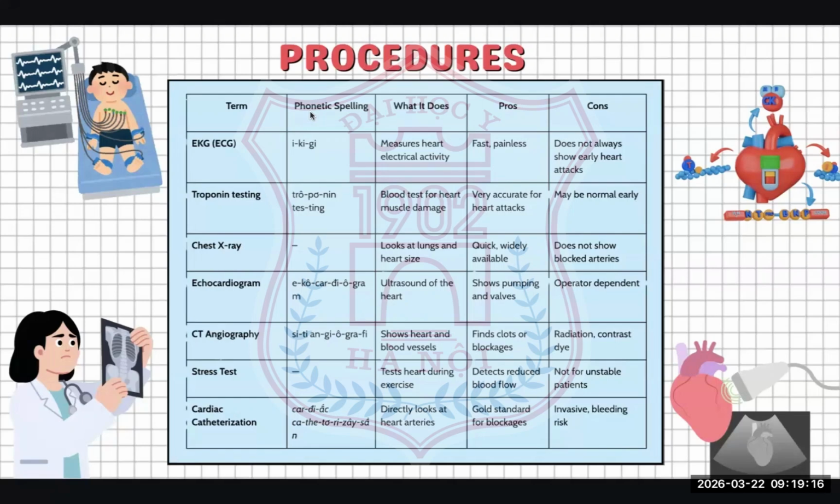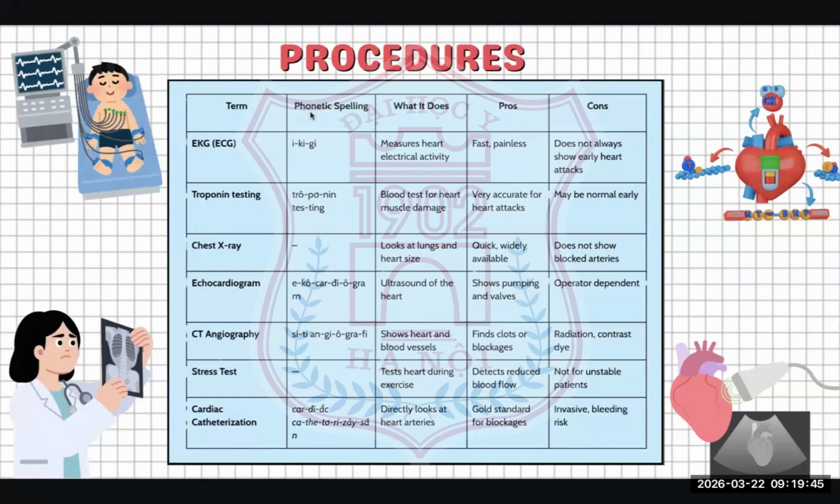Okay, the next one is troponin testing. So troponin is a compound that is released when the heart muscle is being damaged. And what they do is they take your blood sample and test for that compound within your blood. So it is very accurate for heart attacks. But if a heart attack is happening very early and there are not high troponin levels in the blood, the heart attack could be missed.